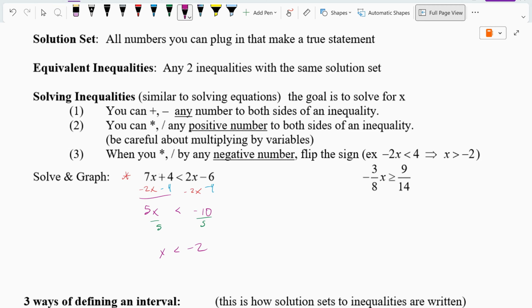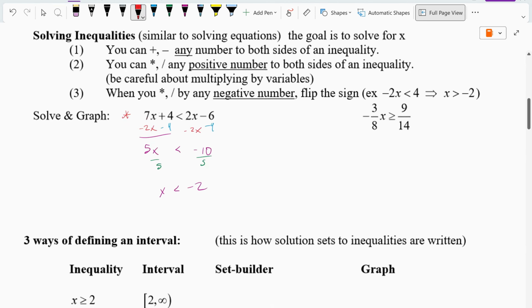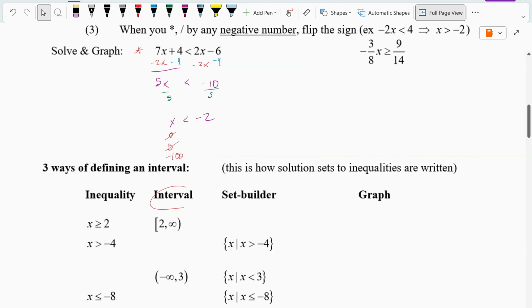All right, let me ask you a tricky question. How many solutions does this have? 2? A lot, infinite. All right, so is it true that 0 is less than negative 2? 5, no. Negative 100, no. 0 is not true, right? Okay, so there's infinite solutions. We need to somehow represent all infinite of these solutions so that someone can eyeball it and know what they are. Okay, so we do that in a few ways: interval notation, set builder notation, and graphing.